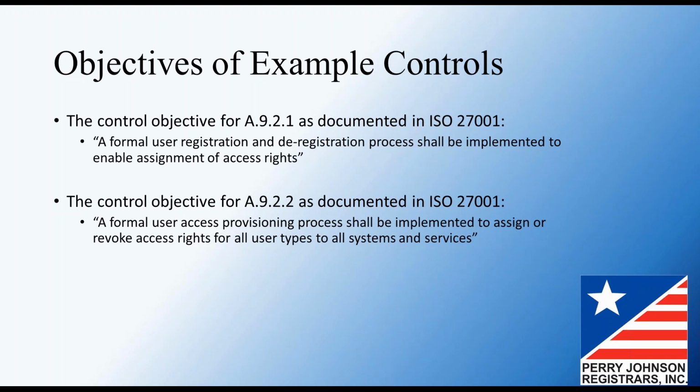So these two controls kind of go hand in hand. It's common to see a single policy or procedure that addresses both of these controls. It just depends on the organization itself. I think at its root, 9.2.1 is talking about actually creating user accounts, and 9.2.2 is more concerned with the specific permissions and rights that are assigned to those accounts. But again, it's up to you to determine how best to organize your policies and procedures to address these.